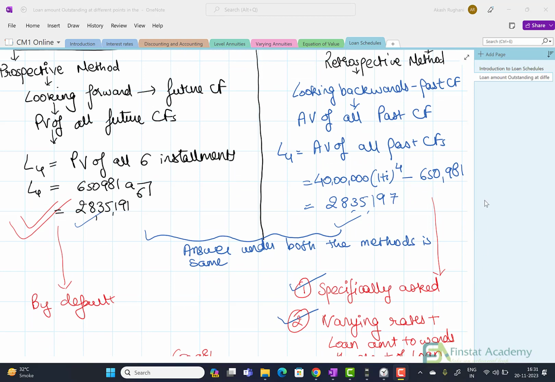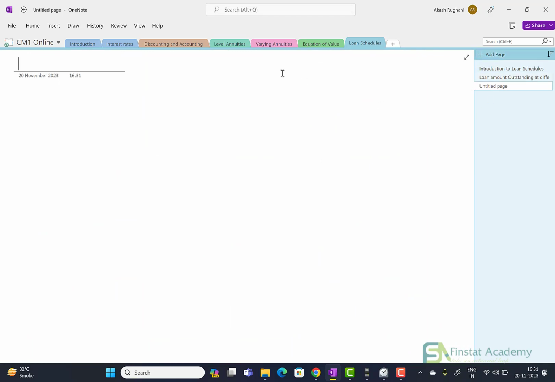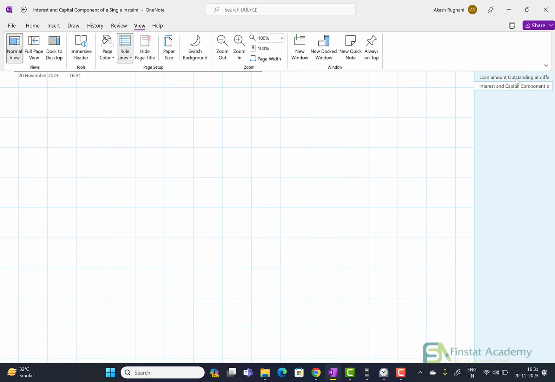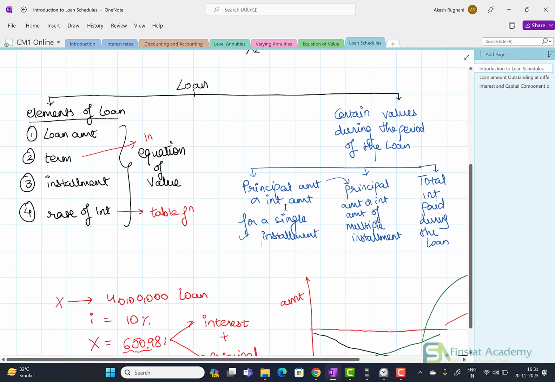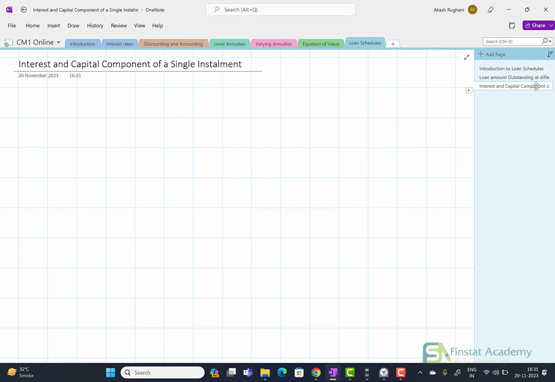All right. So now we go ahead to finding the interest and the capital component, or the principal component, of a single installment. When we started off, we basically said that we can be asked interest or capital components of a single installment or multiple installments. So first we will do it for a single installment.